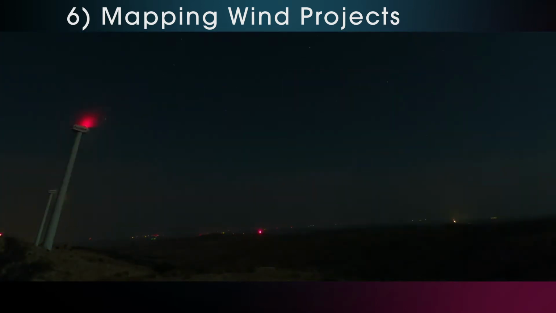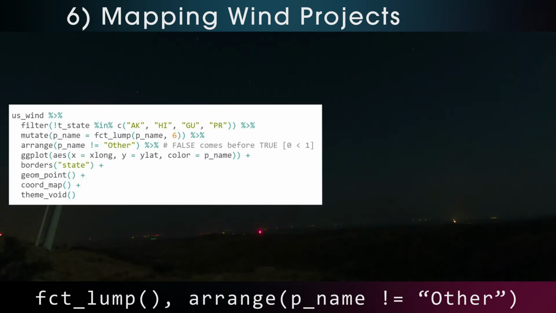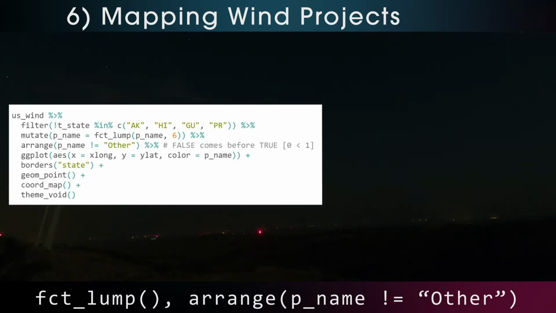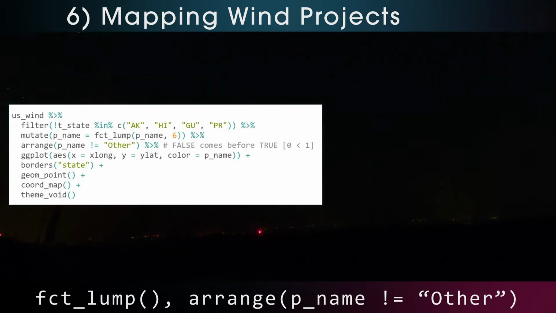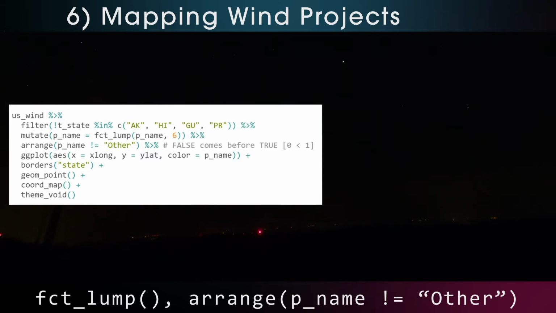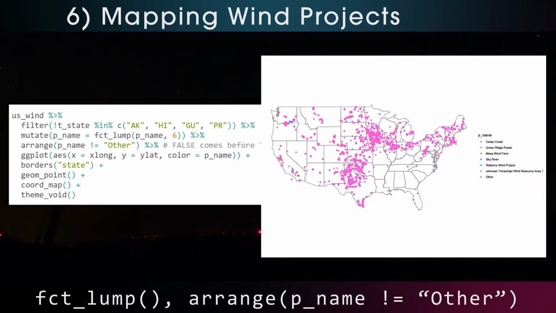To flip this order and first plot all the other dots, we can make use of the arrange function, where we ask if the project name is not other, which will be false for other and true for the top 6 projects. And since arrange orders from low to high and false is coded as 0 and true as 1, all the other dots get plotted first.